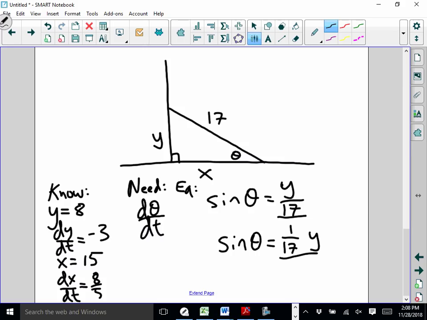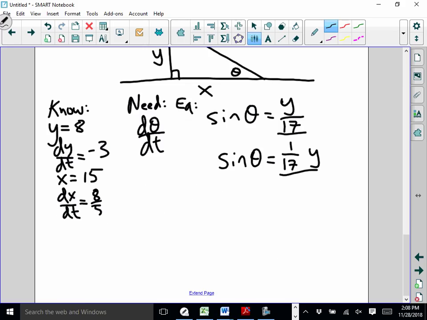Now I want to do the derivative of both sides, remembering that I have to follow all my rules, and I have to tack on d whatever dt. So what's the derivative of sine theta? Well, that would be cosine theta. Hey, that's easy. But I need to tack on d theta dt. Cosine theta d theta dt. That has to equal, what's the derivative of 1/17 y? Well, that's a linear derivative, very simple. It's just the coefficient 1/17. Well, what do I need to tack on? I need to tack on dy dt.